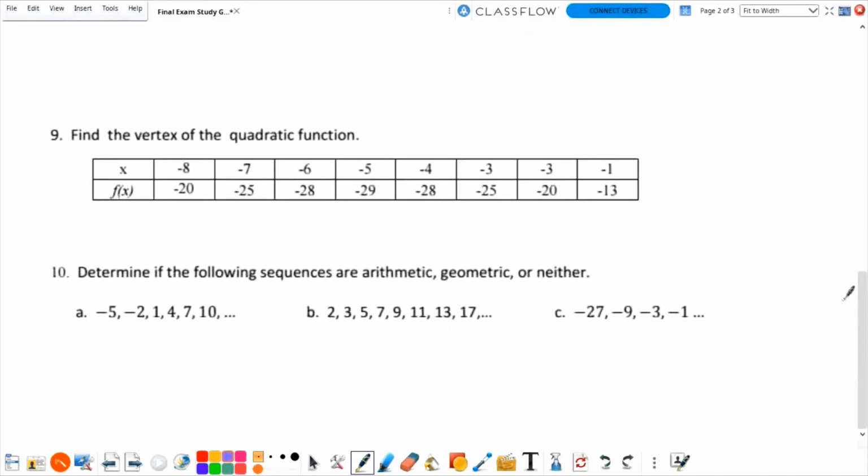All right, number 9 says to find the vertex of the quadratic function. So the main thing to remember when you're given a table like this is that we're looking at twin points, right? The quadratic means we've got some sort of parabola, so we're going to have twin points. And what you're looking at is that y value to be the same. So we've got negative 20 and negative 13. Obviously, they don't match up, but let's just pretend that this number isn't there. We've got negative 20, negative 20, negative 25, negative 25, so those add up.